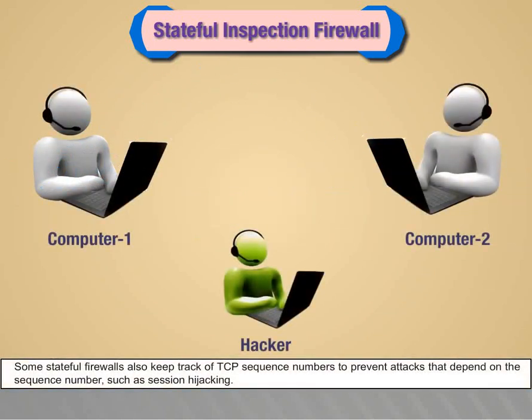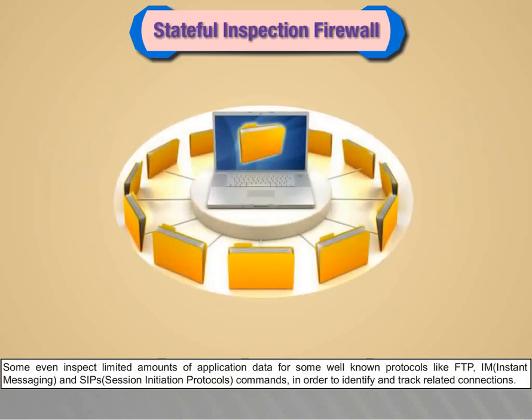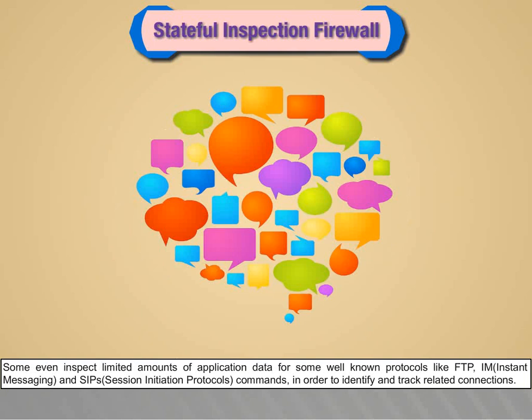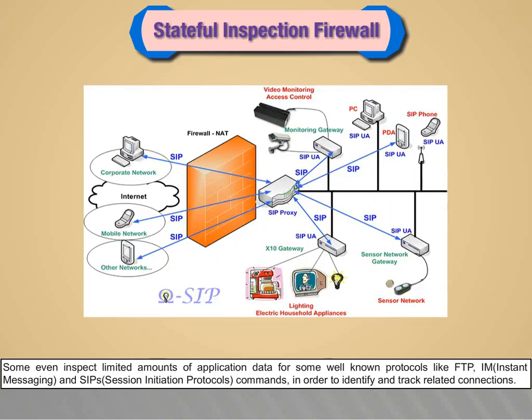Some stateful firewalls also keep track of TCP sequence numbers to prevent attacks that depend on the sequence numbers, such as session hijacking. Some even inspect limited amounts of application data for some well-known protocols like FTP, IM, that is instant messaging, and SIP, that is Session Initiation Protocol, commands, in order to identify and track related connections.